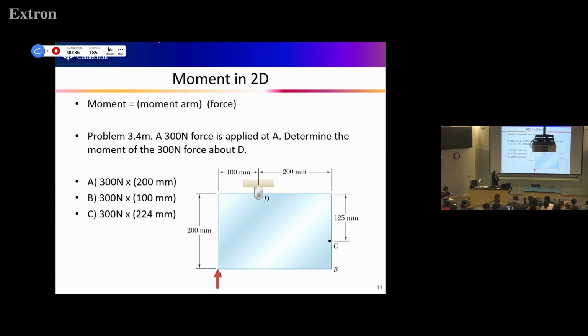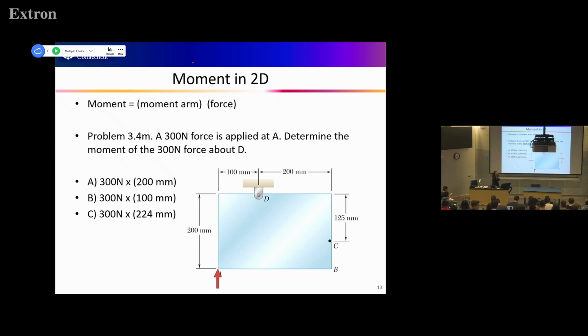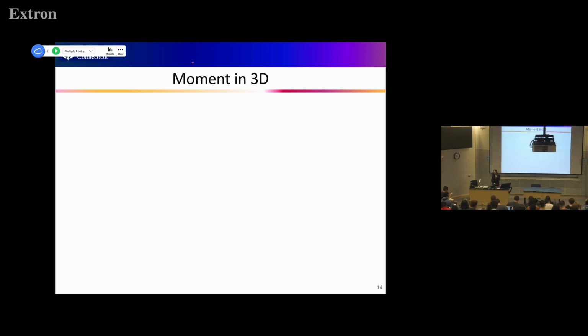Okay, this is the second one, so I close after 10 seconds. Okay, now we have a majority of votes at B, and B is correct. Great job. So that is moment in 2D. Always in 2D, force times perpendicular distance. So that is the moment.